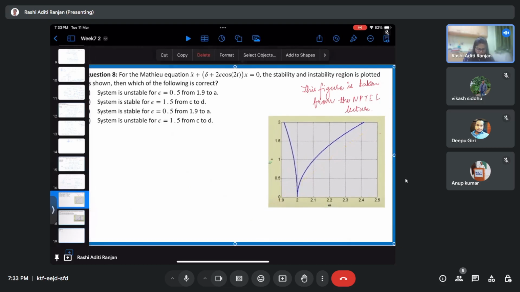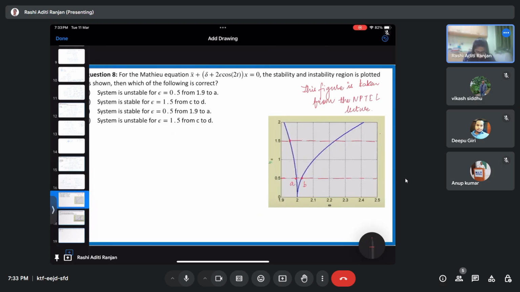I think this is fine. Okay, now if I draw a line like this, and another line like this, and now I name the intersections A, B, C, and D. I hope this is fine.